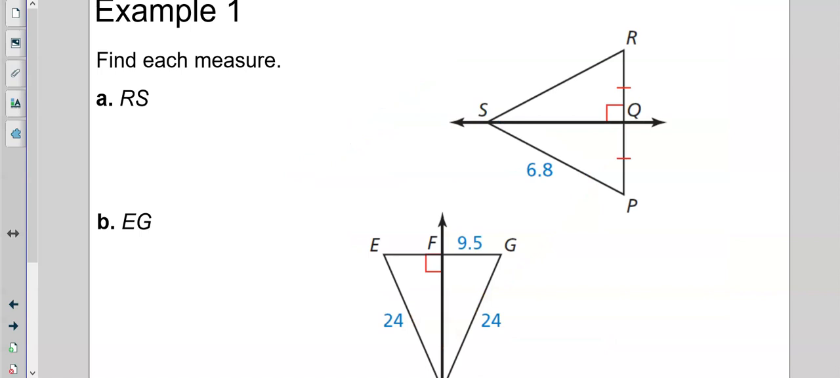All right, find each measure. Find RS. Well, first off, we have a bisector. SQ is a bisector. That's important to know. And it's perpendicular. So if we have this point out here, S, this line here is going to be the same measure as this one, so 6.8.